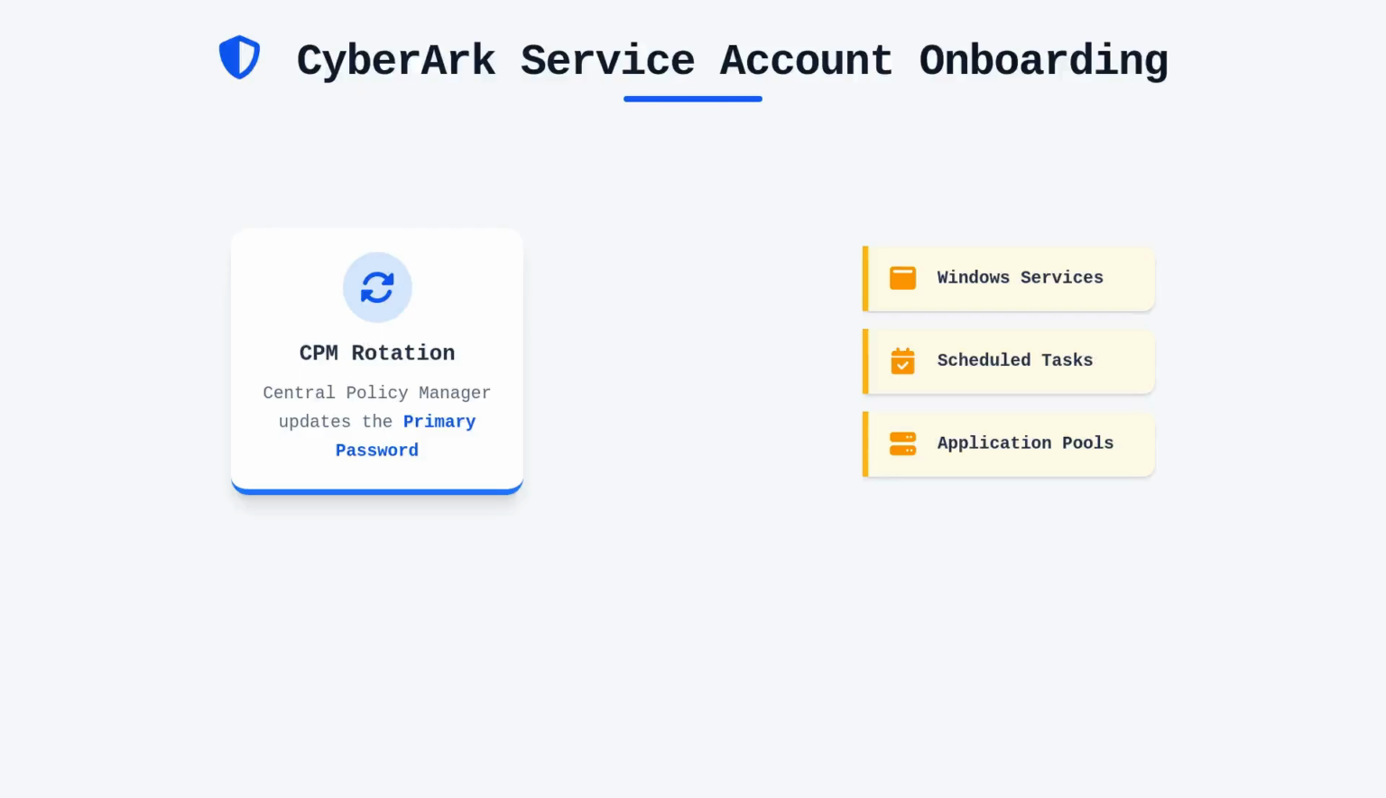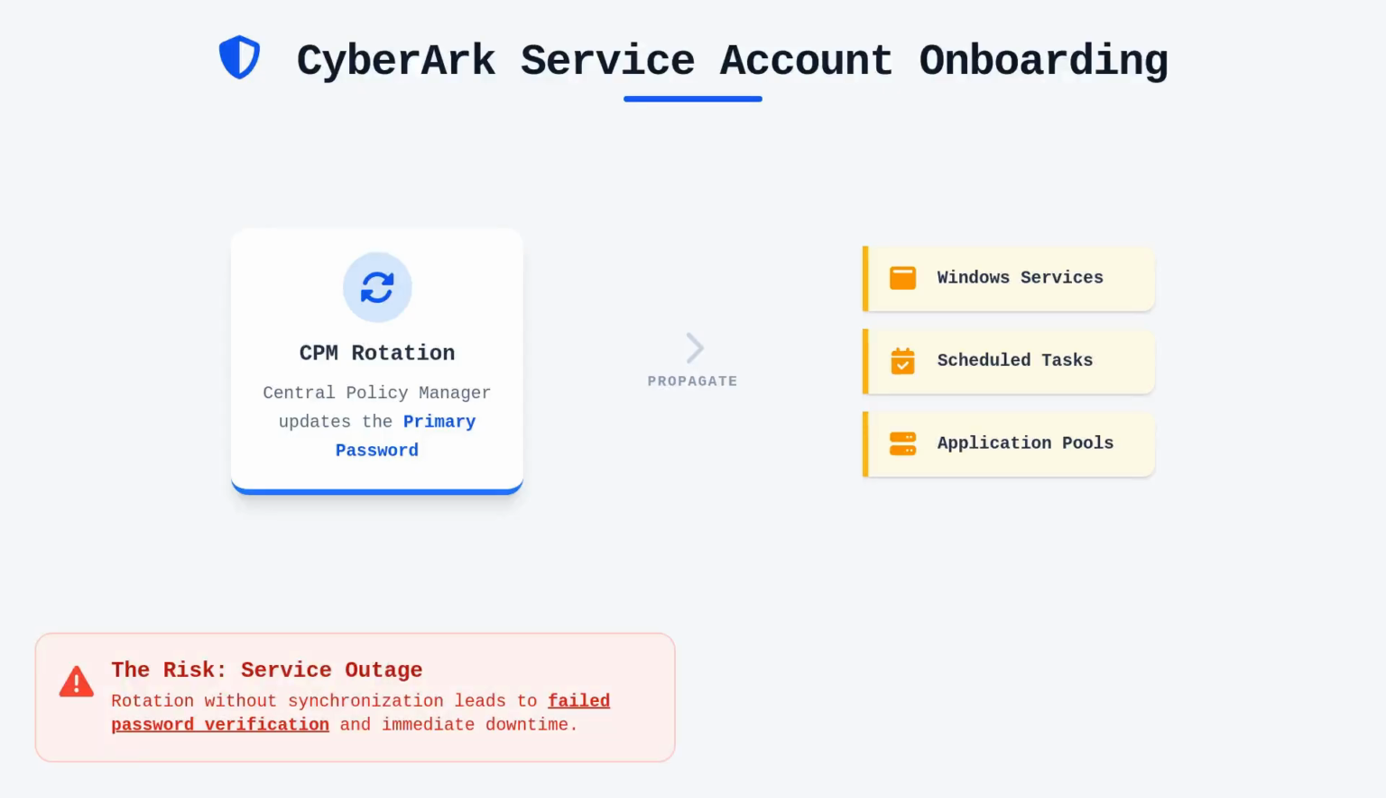If the Central Policy Manager rotates the password for the primary account, but fails to propagate those changes to the associated services, the inevitable result is a service outage. The architecture of the Central Policy Manager provides specific functionality to handle these dependencies, but it requires careful configuration of the platform settings to function as intended.